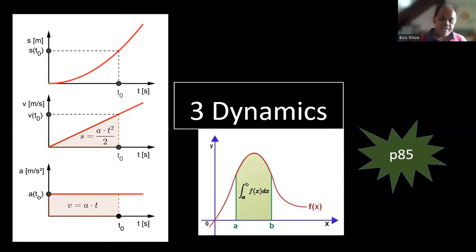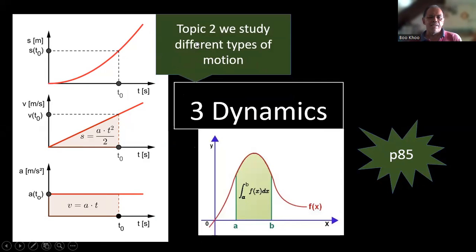Topic 3, Dynamics. In topic 2, we studied different types of motion. Basically, this graph summarizes some of the motion for you. Uniform acceleration, this acceleration-time graph, this velocity-time graph. If it's a displacement-time graph, it is a parabola. We will be using a lot of this math.